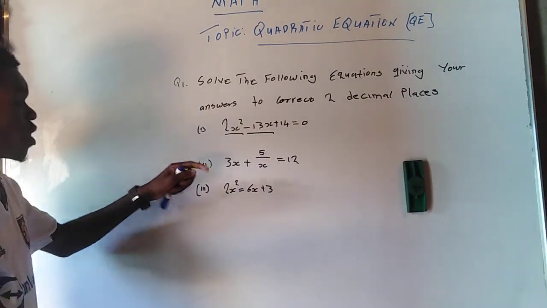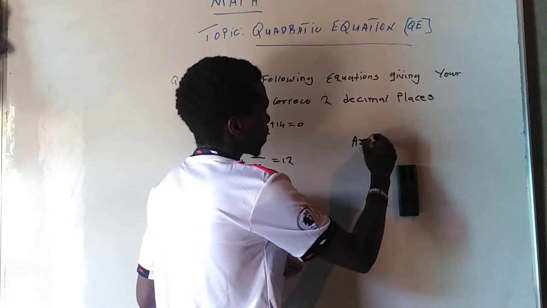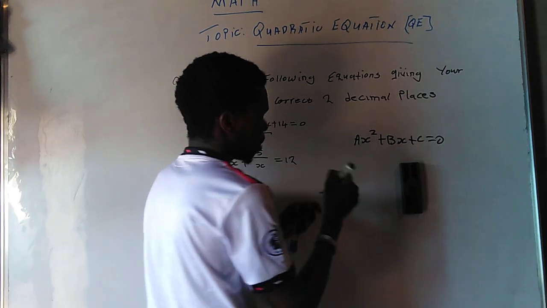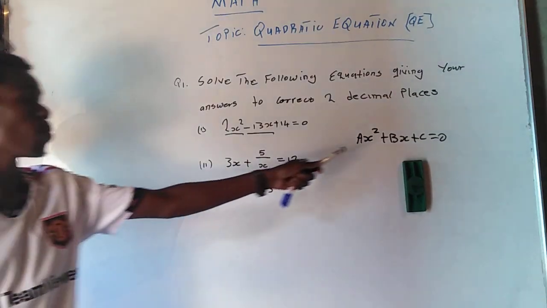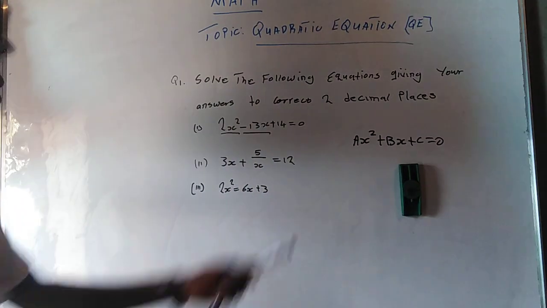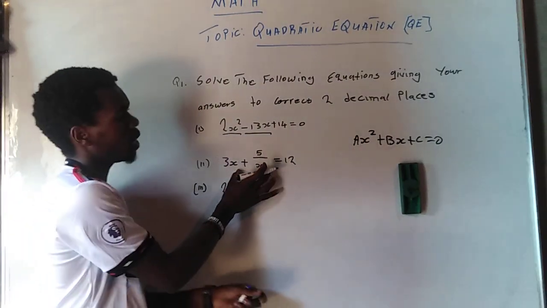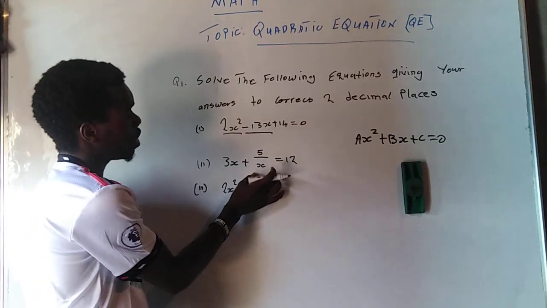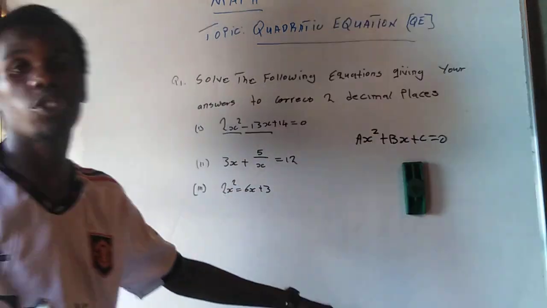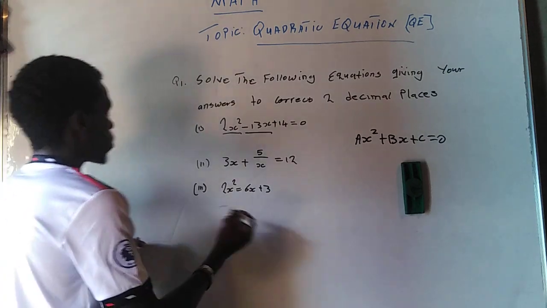The first thing that you need to do is make sure that you put it in this format, which is ax squared plus bx plus c. You need to make sure that it must look like this. So how do we make this now to be like this? Since we are having the denominator x here, we're now going to multiply both sides by x.